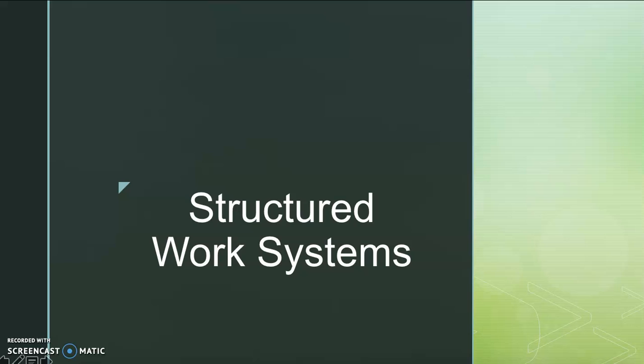Structured work systems are a part of the TEACH strategy used here at Chalita. They are widely used within the school setting, and I can't wait for you to get a little bit more information so that you can be successful in helping our kids within the classroom.